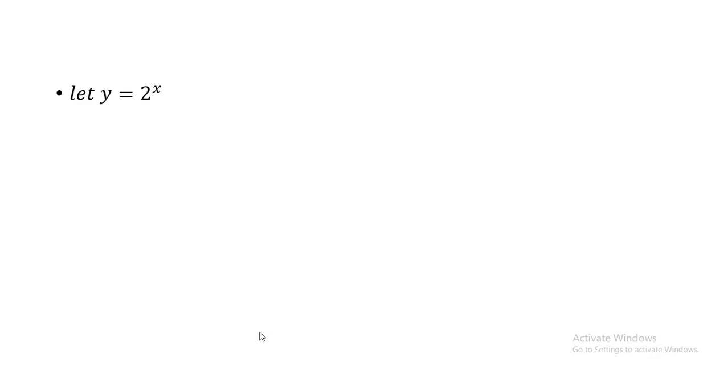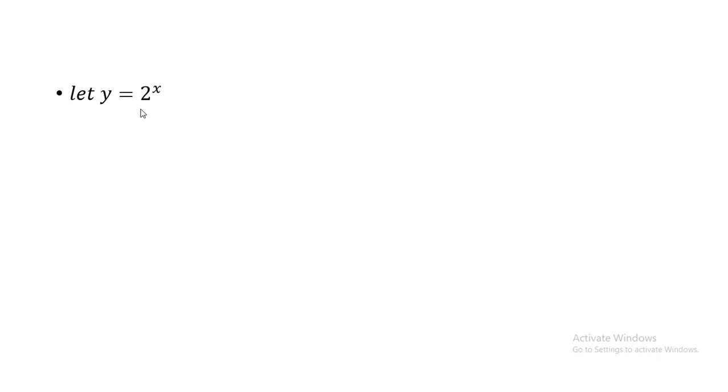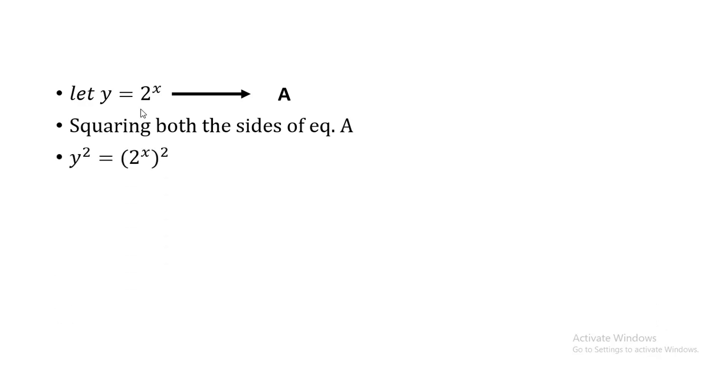Now let y equal 2^x. Going back, I said we will suppose y equals a^x, this variable, and this is twice the variable, a^(2x). So y = 2^x. Let's name it equation A. Now I will square both sides of the equation because I need to get a quadratic form. So y squared would be (2^x) whole squared, which gives y^2 = 2^(2x).